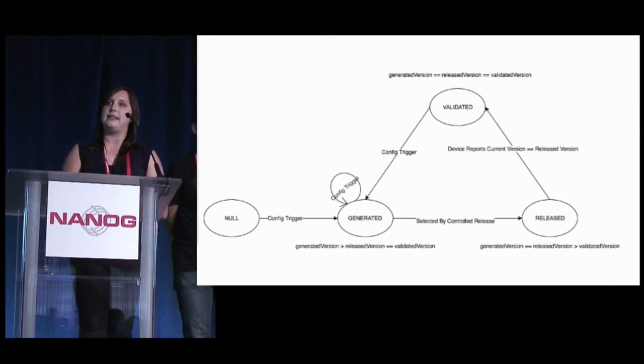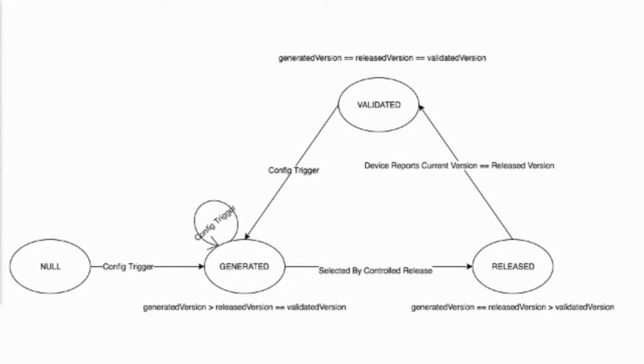From there, that's where the device agents come in. Those device agents will check that path for a new config. It'll load them up, it'll determine what version it's on, and it'll report that back to our system. Once our system has seen that the version running on the device matches our generated and released versions, then we say we're in the validated state and we're prepared to generate more configs.